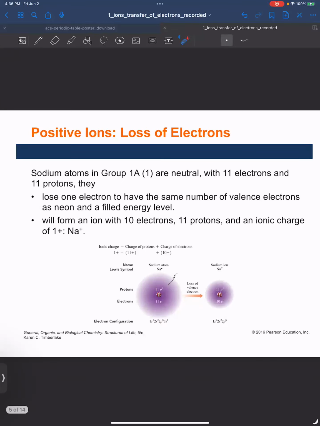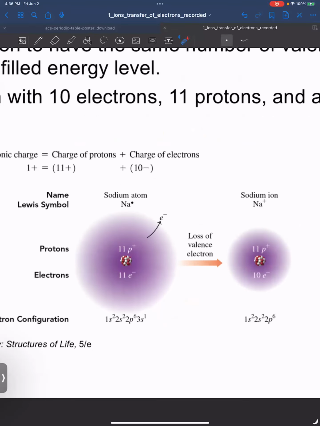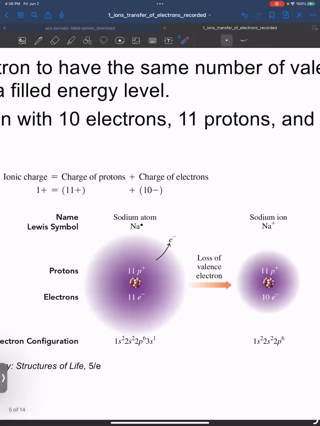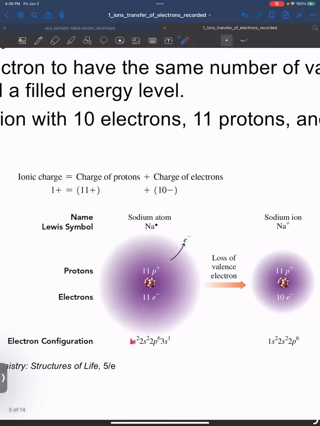So if we look at this example here, originally, sodium has 11 protons and 11 electrons and has the electron configuration 1s2, 2s2, 2p6, 3s1. Now it has low ionization energy, which means it doesn't take a whole lot for it to lose its valence electron, 3s1. That is the valence electron.